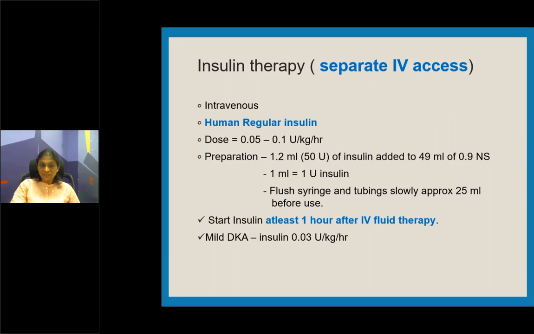This preparation is very, very important because this is going to tell us if our treatment is going to be successful or not. So we take 1 ml of regular insulin, that is 50 units, and add it to 49 ml of normal saline. This gives a constitution where 1 ml of fluid will have 1 unit of insulin. For example, if the child was the same 4-year-old, 10 kg, and I want to start at 0.05 units per kg per hour, I start at 0.5 ml per hour.